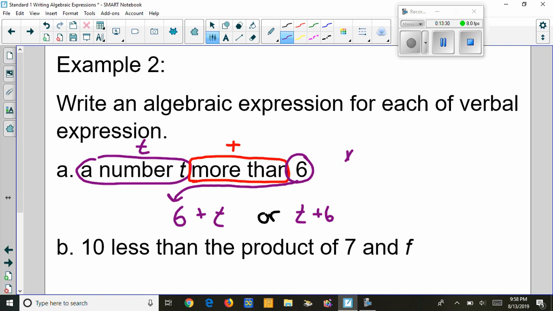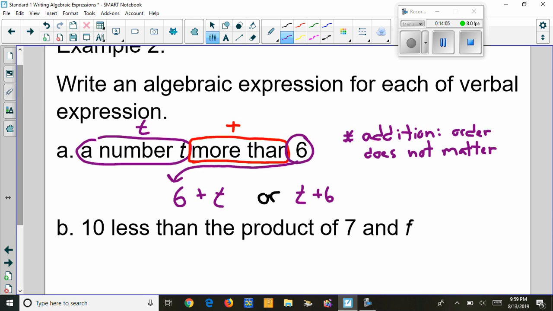And I'm going to make a side note. So for addition, order does not matter. Now it's only for addition. In our next example, we're going to see that we have subtraction, and in that we will have to keep the order together. But let us take a look.